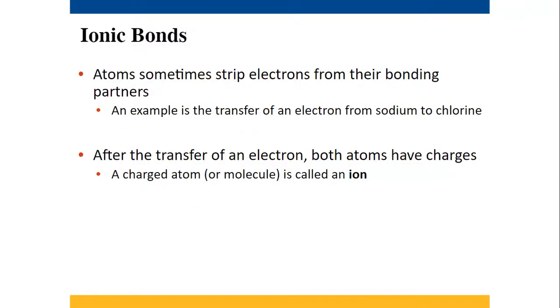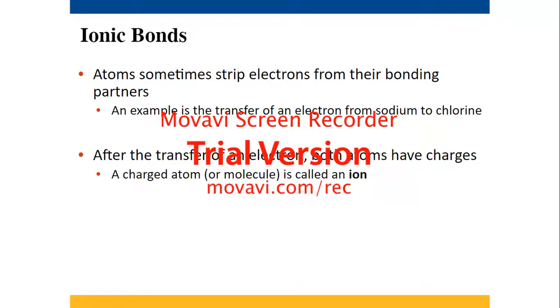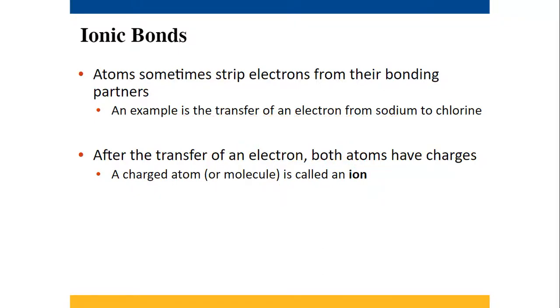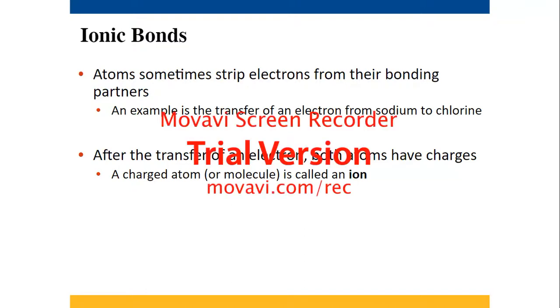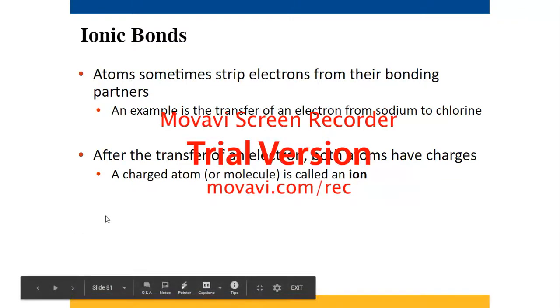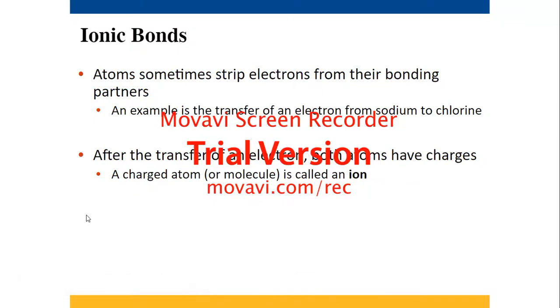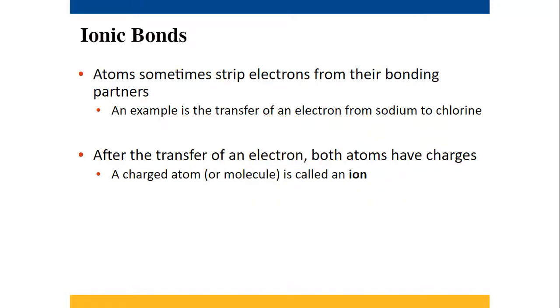All right, so again, we already talked about ionic bonds, okay? That's when you have an atom that is way more electronegative than the other atom. In that case, it's able to essentially strip the electron from the other atom. The one that receives the electron becomes negatively charged, and the one that gave away its electron becomes positively charged.